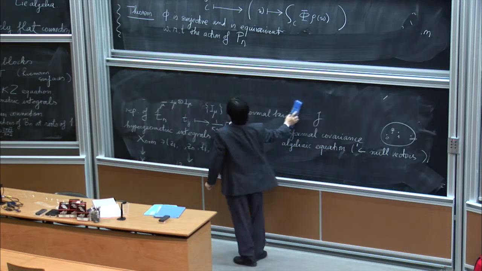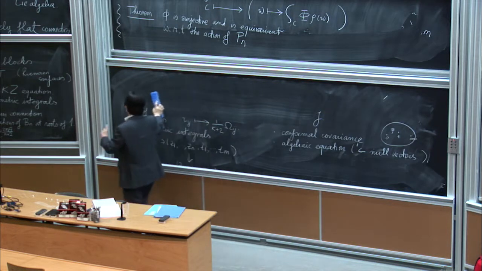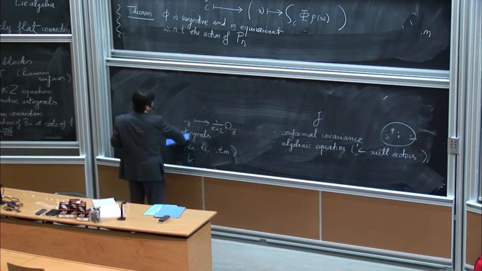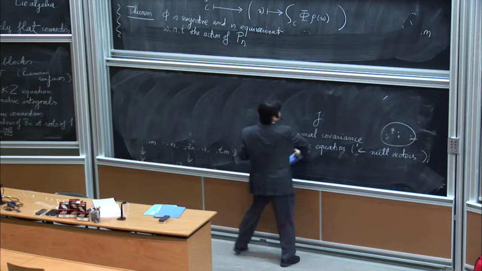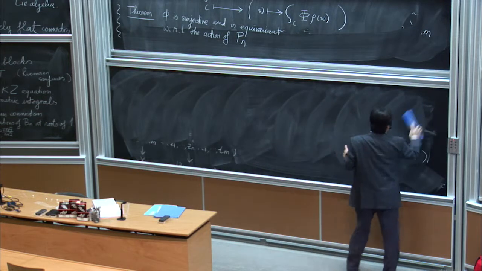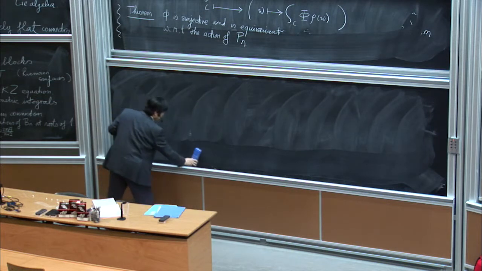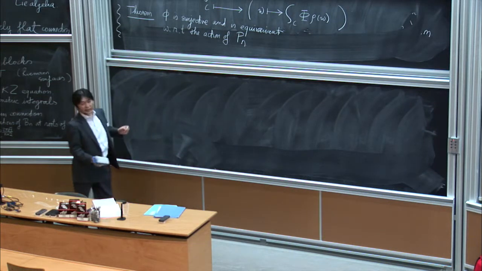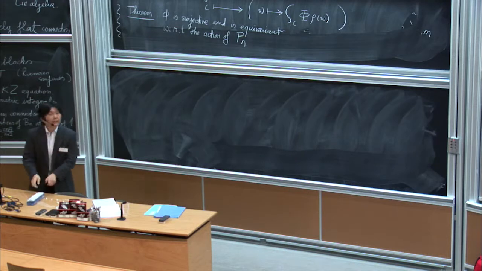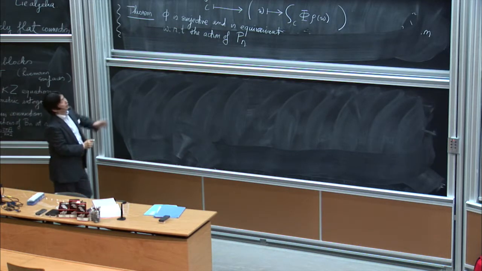But in general, this is not an isomorphism. So there is a kernel here. But what I'd like to show you is to give an idea of how big the kernel is.